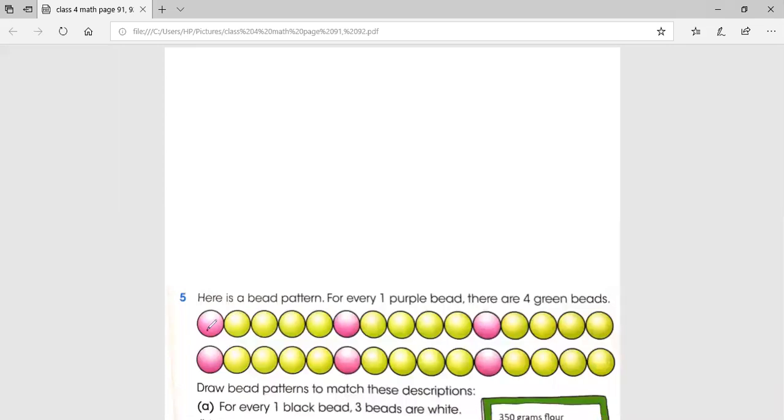For every one purple, there are how many? Four green color. For every one purple, there are 4 green color. Like this it is called. For every one purple, there are 4 green color. This is like that, okay?